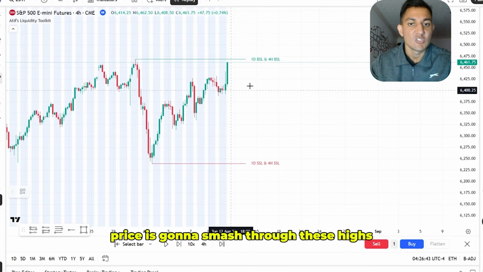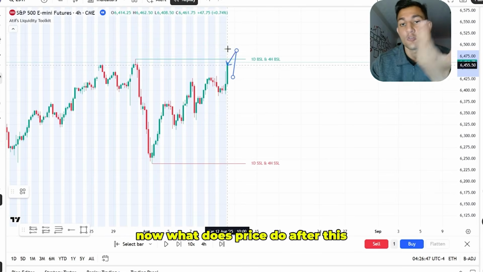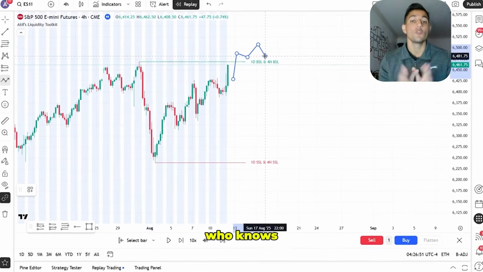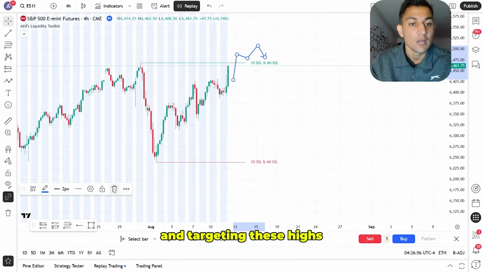Price is going to smash through these highs, which is actually all-time highs on the S&P. Now, what does price do after this? Does it reverse? Does it continue upwards? Does it consolidate? Who knows? But more importantly, we do not care. We can make money riding price up and targeting these highs.